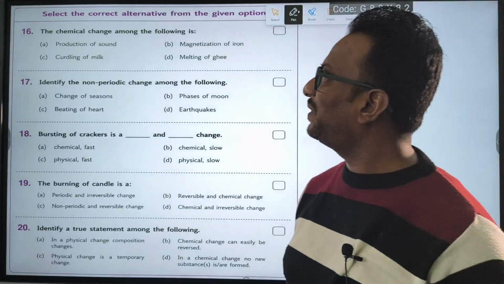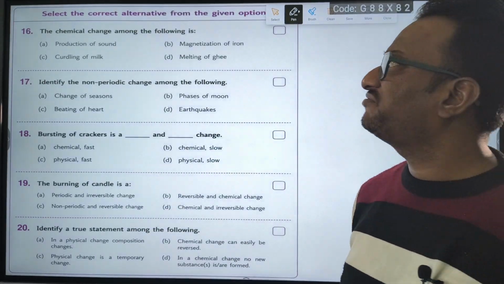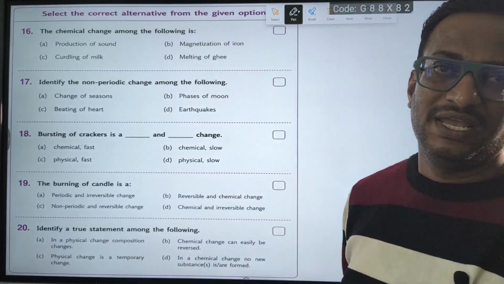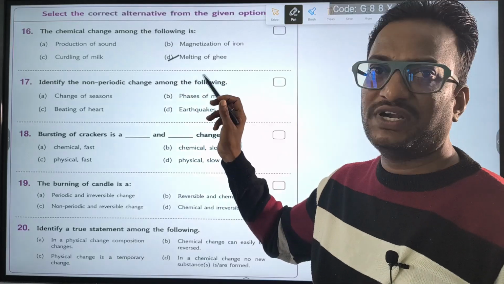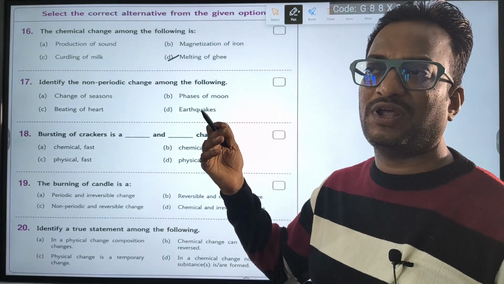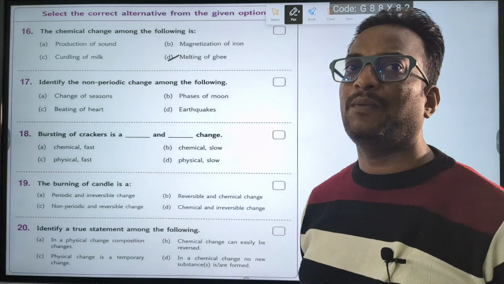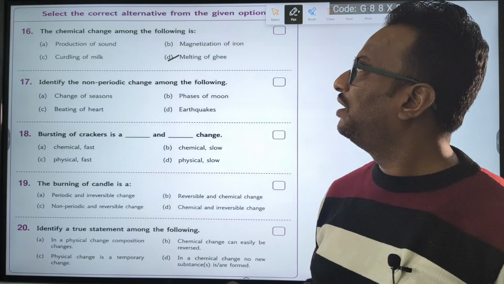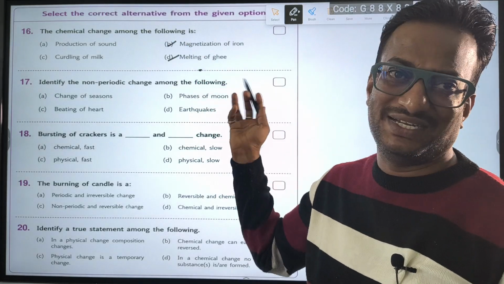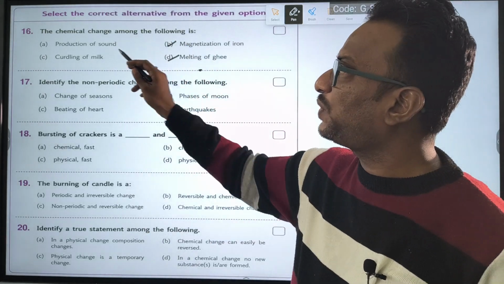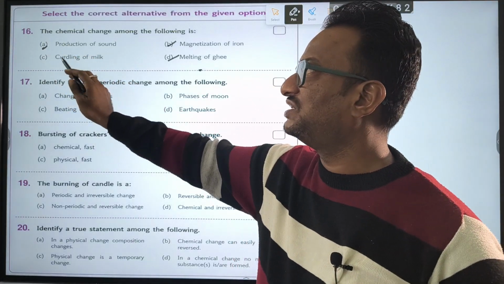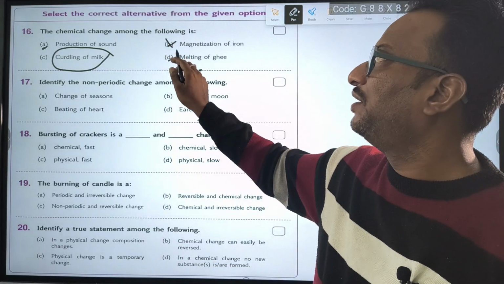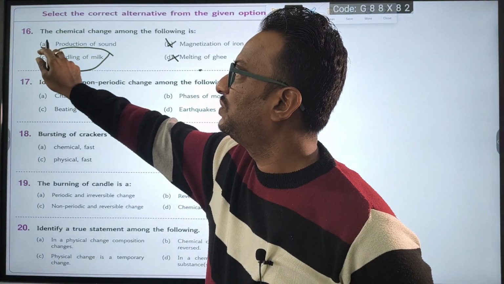The chemical change among the following is production of sound, magnetization of iron, curdling of milk, melting of ghee. Melting of ghee, it converts into liquid, and if you leave it for a few days in a cold region, it comes back to solid ghee. Magnetization of iron, we can demagnetize it. Okay, so production of sound is not a chemical change. So the answer is curdling of milk. Curdling of milk is a chemical change.